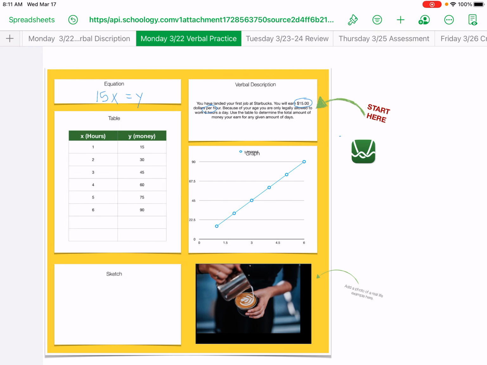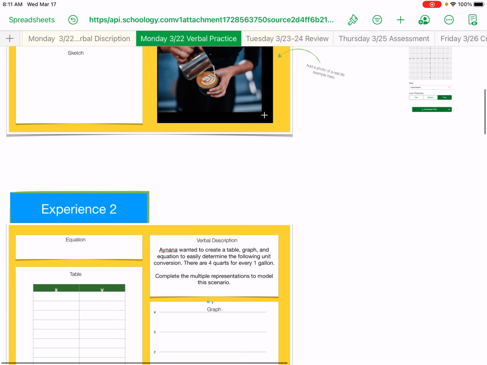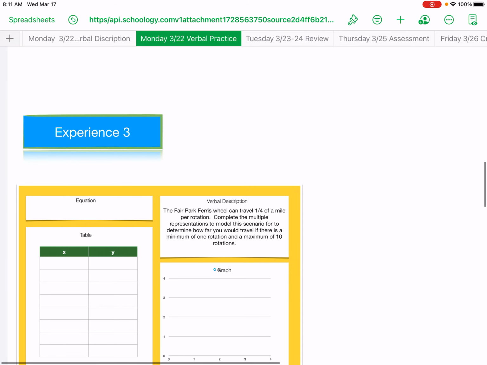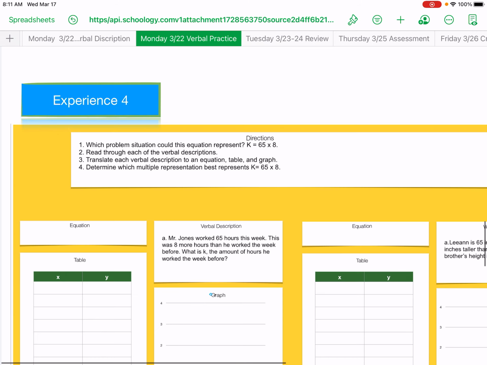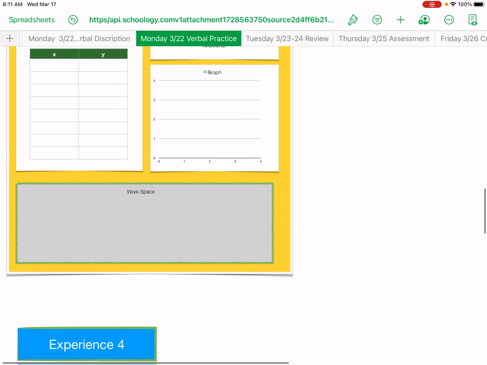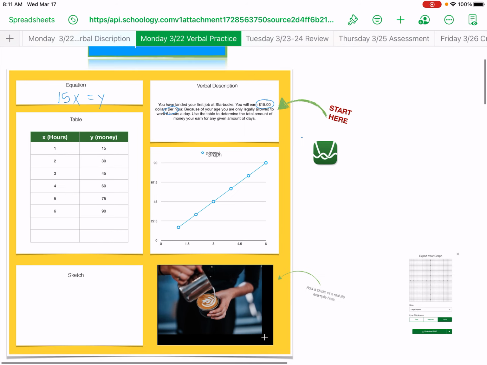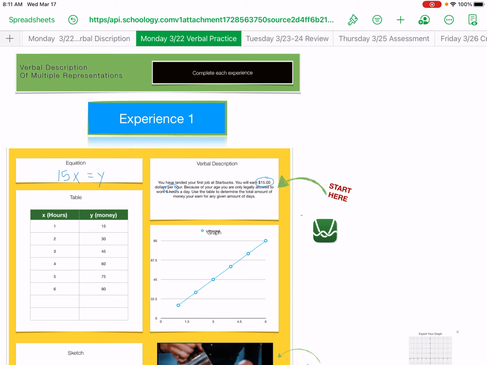Okay. So you're going to work through experience 2, experience 3, and experience 4. Okay, now remember when you're dealing with a multiplicative that goes through 0, the opposite of multiplying is dividing. So you're going to have equations where you might be dividing, but it's still going to be multiplicative. Okay?